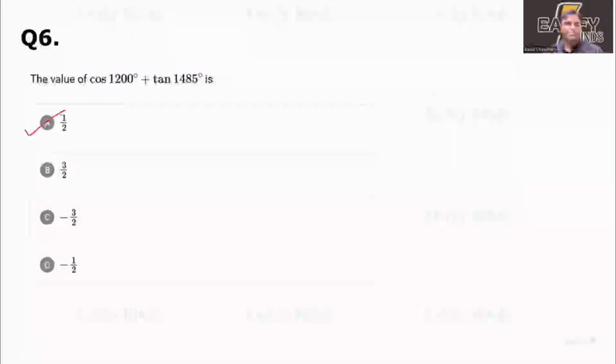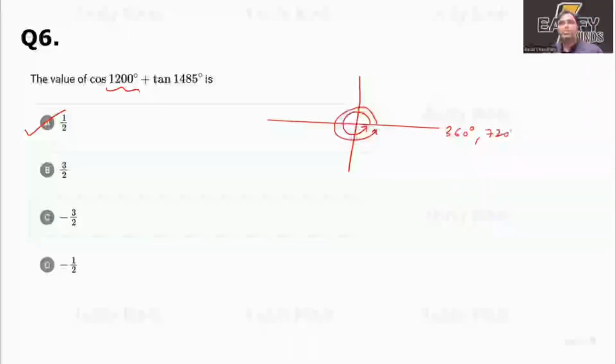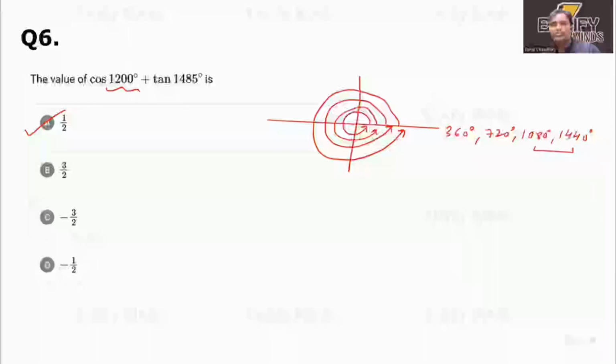The answer is option A. Now let's find where the 1200 degree will come. We know that in our quadrant, 360 degree is one rotation. The second rotation is 720 degree, the third rotation 1080 degree, and the fourth rotation 1440. Now my first angle is 1200, which lies between the third rotation and the fourth rotation.